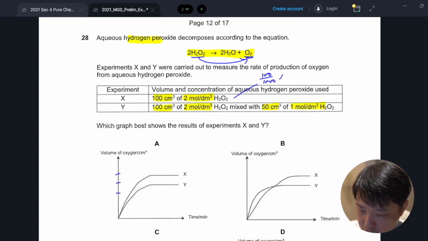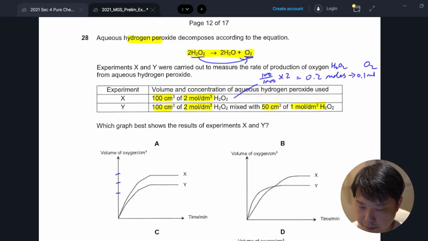This is the volume times 2, so this is 0.2 moles. 0.2 moles of peroxide will give you 0.1 moles of O2 gas. If you started with 0.2 moles of peroxide. How about experiment Y?